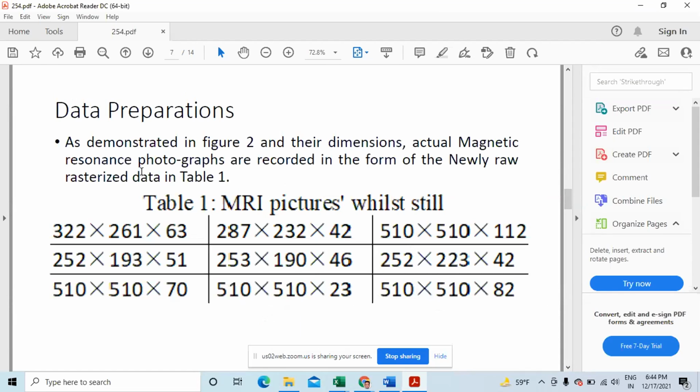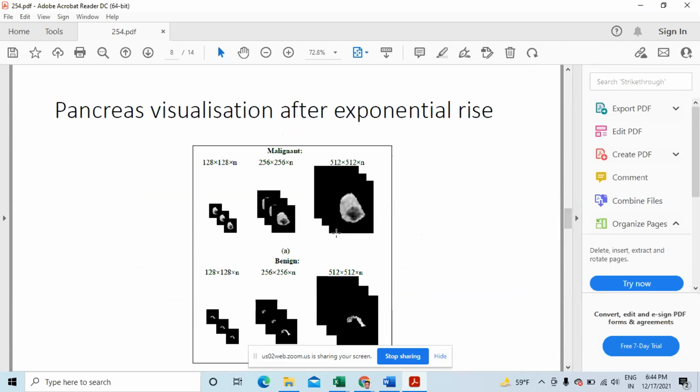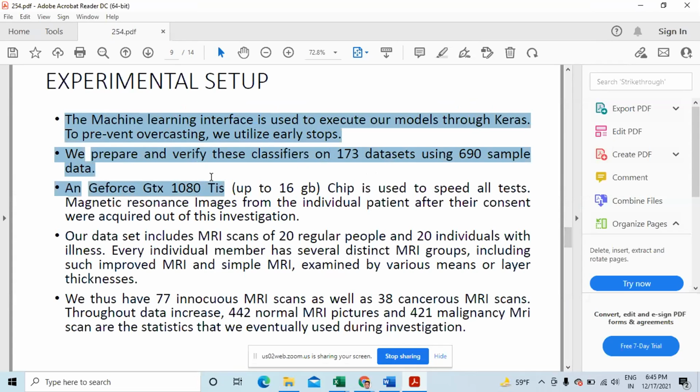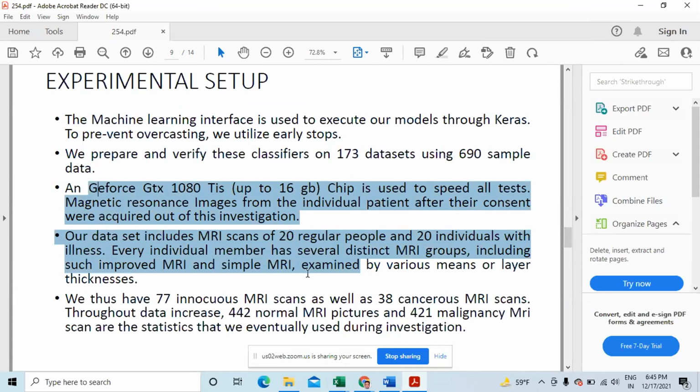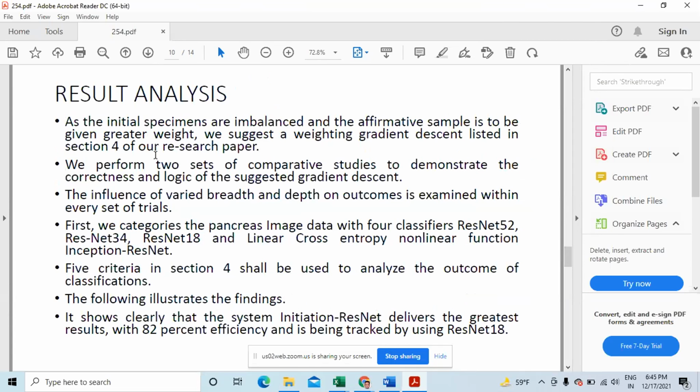This was the data preparation that we have demonstrated, where the MRI pictures have been taken, magnetic resonance images that we collected from local hospitals here in Delhi. These are the pancreas visualizations after the exponential rise that we obtained and analyzed during our study. For this, we used 173 datasets for 690 samples, and a GTX 1080 Ti chip was used to speed up all the tests. MRI scans of 20 regular people were also taken for contrast, to picture how the configuration takes place.